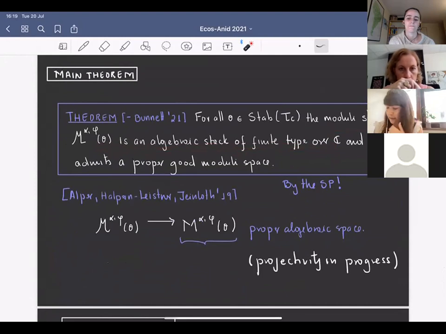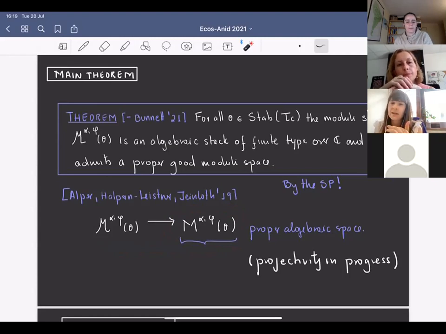Moreover, Alper, Halpern-Leistner, and Heinloth proved that it admits a good moduli space. We prove that it is proper. It is not hard to prove that it is a proper good moduli space. So we have a proper algebraic space. We are now proving that it is projective.